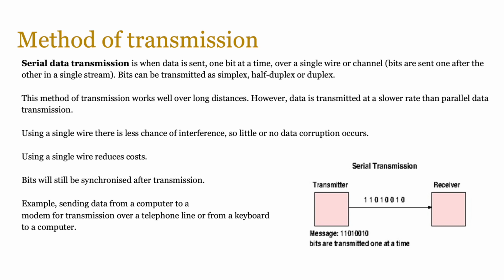Now, using a single wire gives additional benefits. For example, there's less chance of interference, so little or no data corruption occurs. Using a single wire also reduces cost, and the bits are always synchronized during transmission because they are following one after the other. There's no need for reorganizing anything. Examples of serial data transmission are sending data from a computer to a modem, or transmission over a telephone line, or from a keyboard to a computer, from a microphone to a computer, and so on.